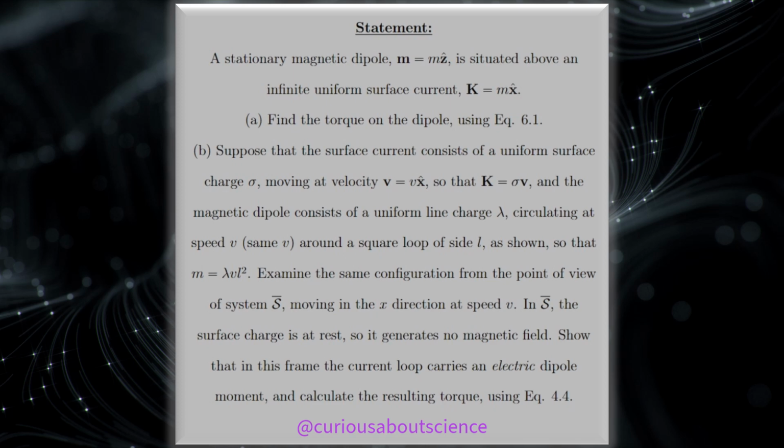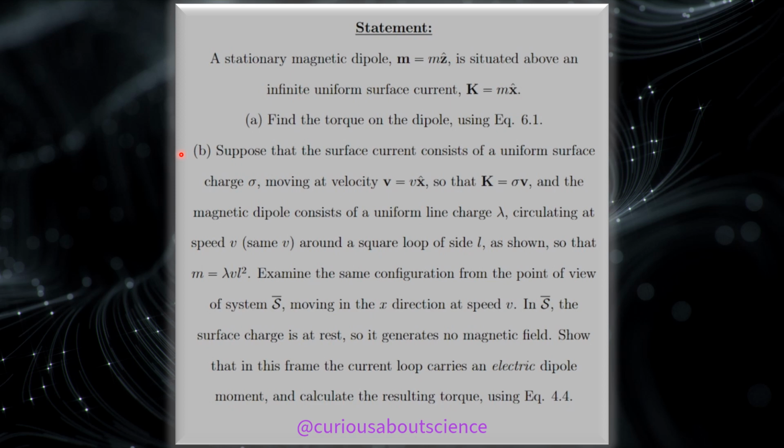Long question ahead, and it'll test our intuition and our understanding of what these rules actually are. So let's dive in. The statement here: a stationary magnetic dipole m = m z-hat is situated above an infinite uniform surface current K = K x-hat. A. Find the torque on the dipole using equation 6.1.